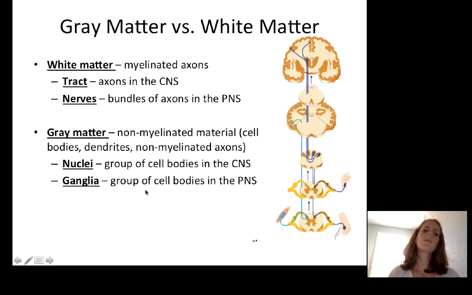So here I need to remind you guys about white matter and gray matter. White matter in the central nervous system are called tracts. These are axons. White matter in the peripheral nervous system are nerves. Gray matter in the central nervous system are called nuclei, and don't get that confused with the nucleus of a cell. This will be groups of cell bodies in the central nervous system, and they will look gray or darker in color. Ganglia will be groups of cell bodies in the peripheral nervous system.